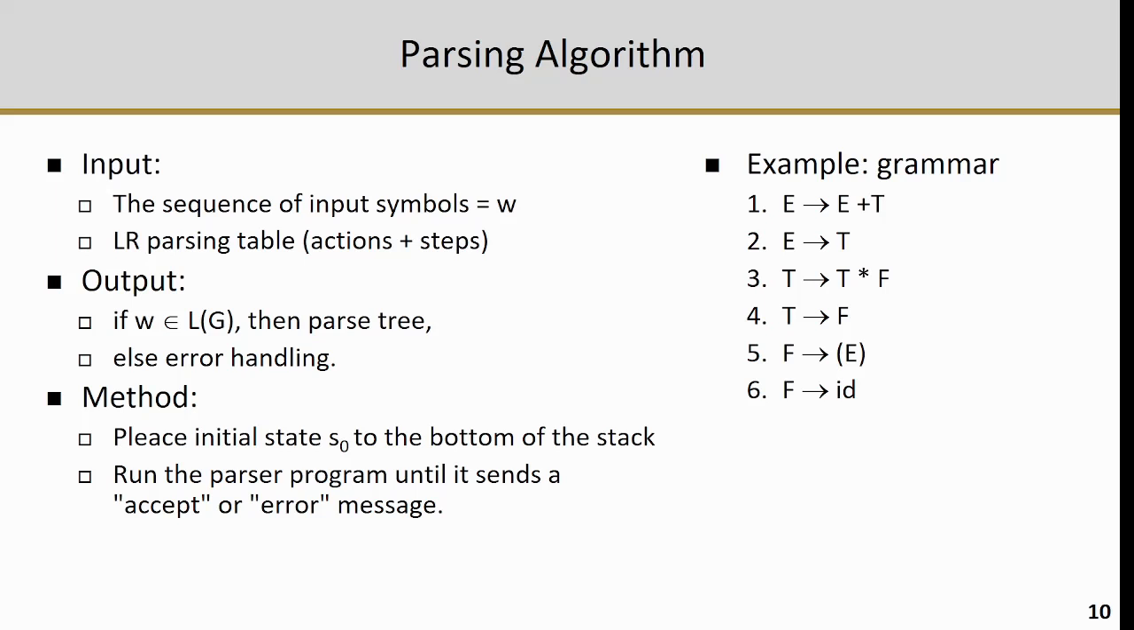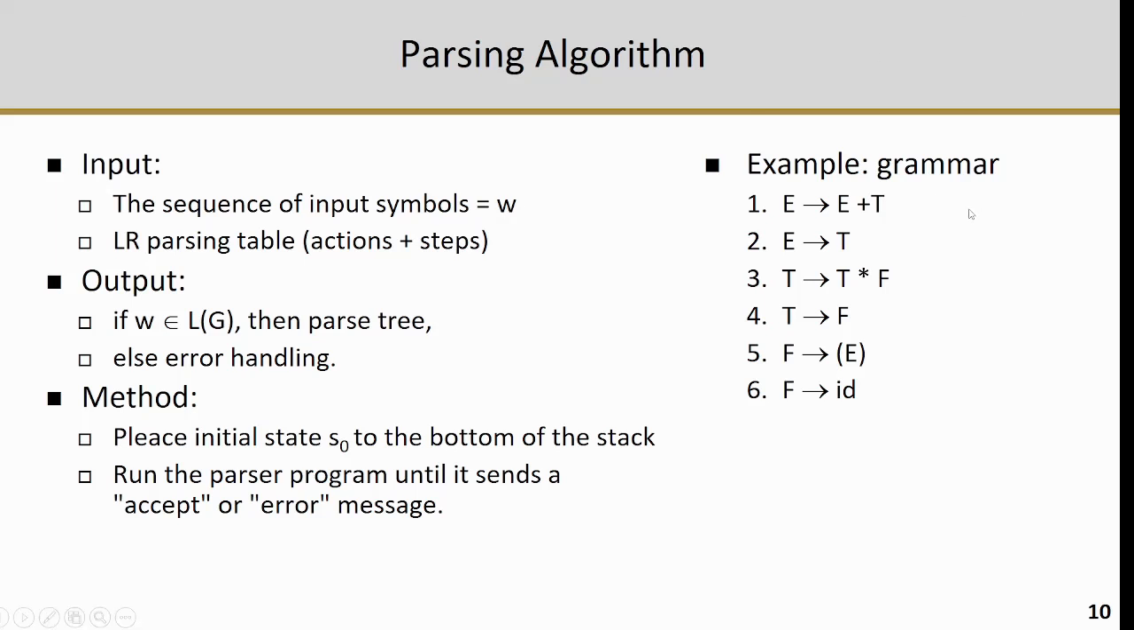Okay, and finally we can have two kinds of outcomes. If the word W at the input is an element of the language defined by the grammar, then this parsing algorithm results in a parse tree, otherwise it results in an error message. First, we have to place the initial state at the bottom of the stack and run the algorithm until it reaches an action accept or error.